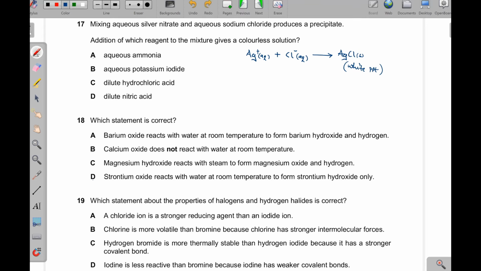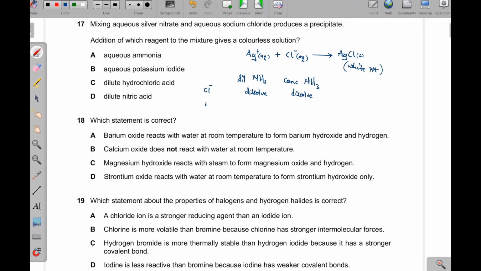Now, we have ammonia. In ammonia, we can have dilute ammonia. We can have concentrated ammonia. Okay, so we have chloride here. If it is a chloride, it can dissolve in dilute ammonia. Okay, even in concentrated ammonia, it will dissolve.